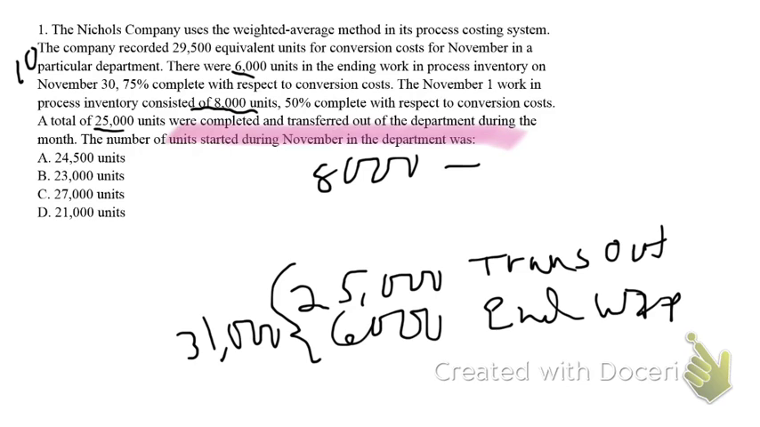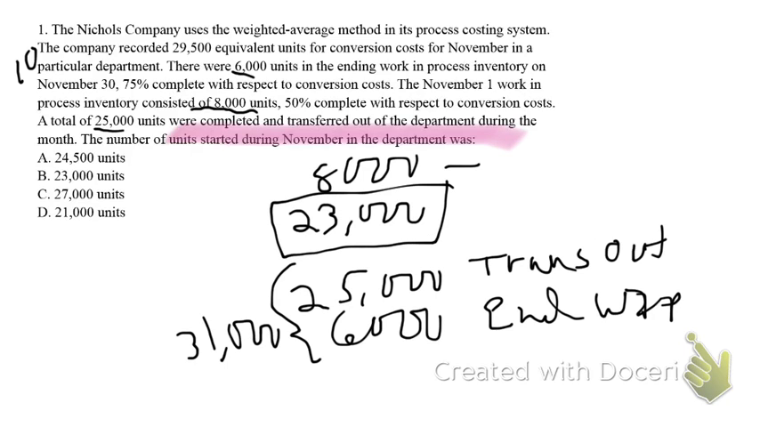I know this was how much was beginning work in process. So the difference, 31 grand minus 8 grand, will tell me how many were started, which is 23 grand. So notice what this says. The amount of units I began with plus what I started equals 31 grand, and I've accounted for them by the amount that were transferred out plus the amount that were in ending work in process inventory.